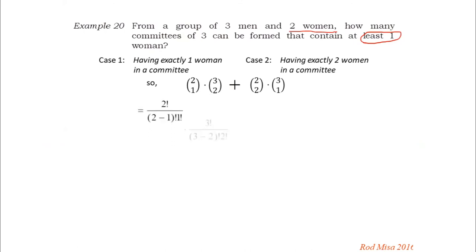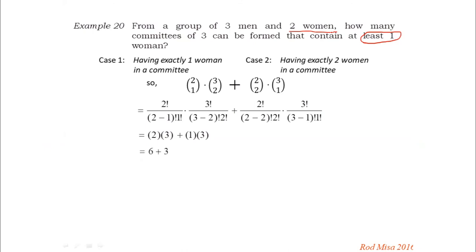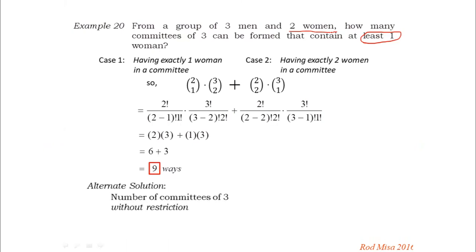So solving their combination formulas, we can simplify as 2 times 3 in the case number 1. And this will be added to the case number 2, which is 1 times 3. So 2 times 3 is 6, plus 1 times 3 is 3. We have the sum of 9 ways. So therefore, we say that there are 9 ways you can choose your committee of 3 that must contain at least 1 woman. But we can have an alternate solution here by using our backdoor approach.